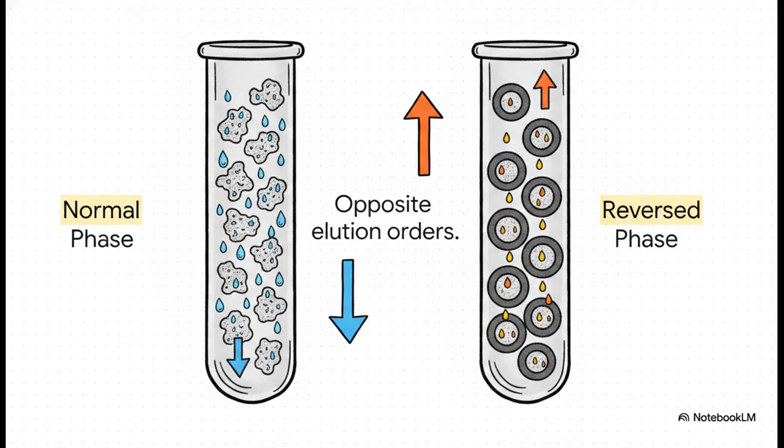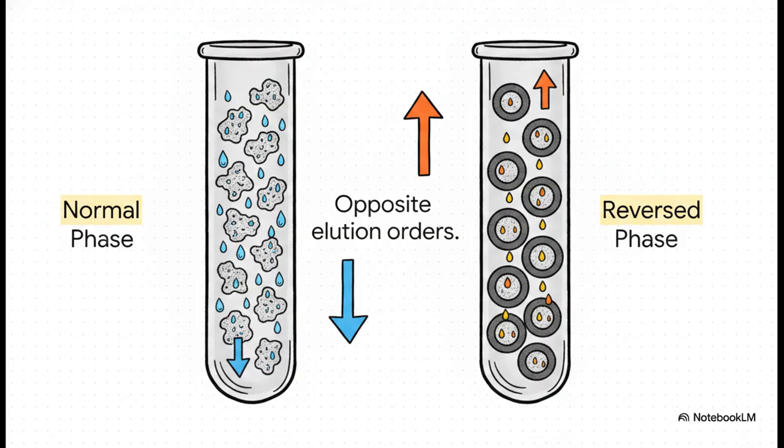And that brings us to a massive concept in chromatography: normal versus reversed phase. Bare silica, that's a normal phase. It's hydrophilic and polar. So using a polar mobile phase will actually favor the migration of polar compounds.